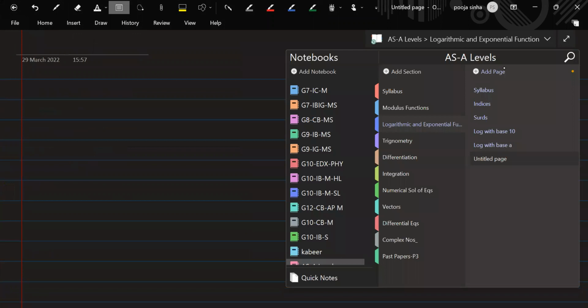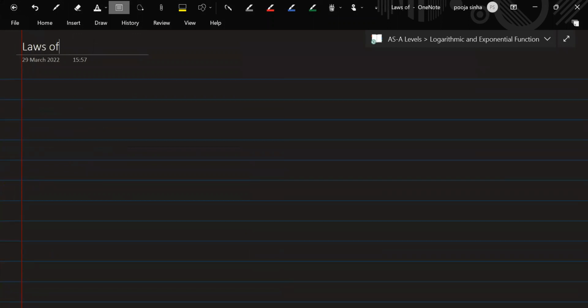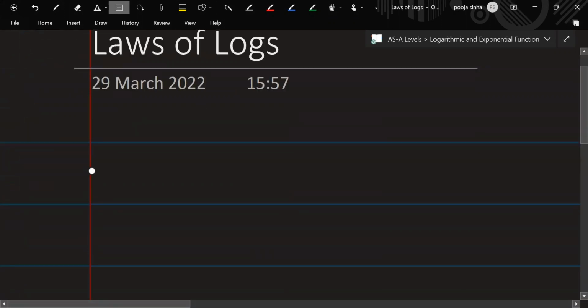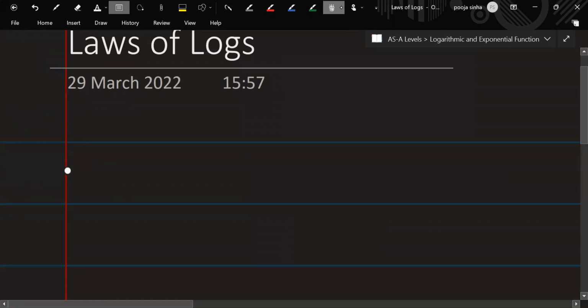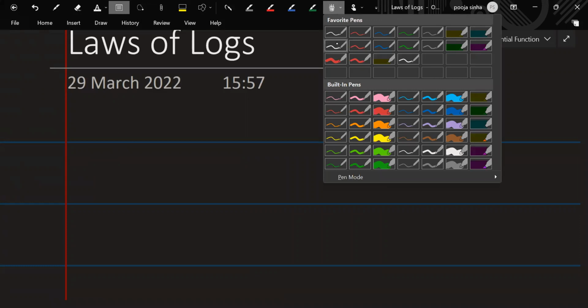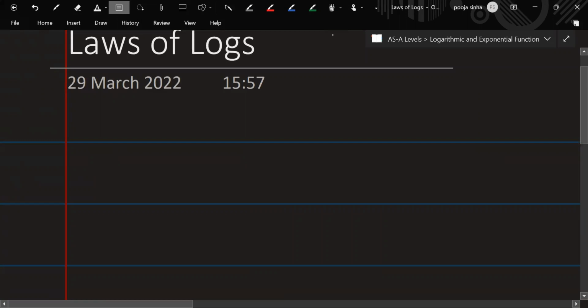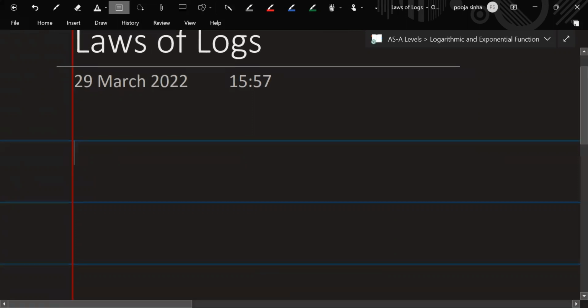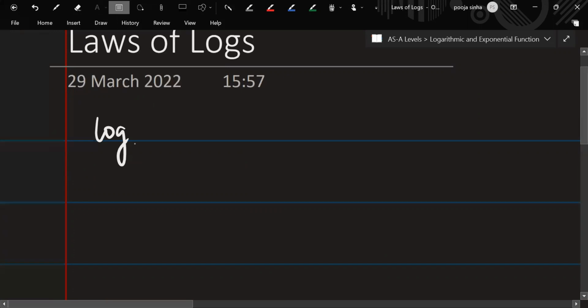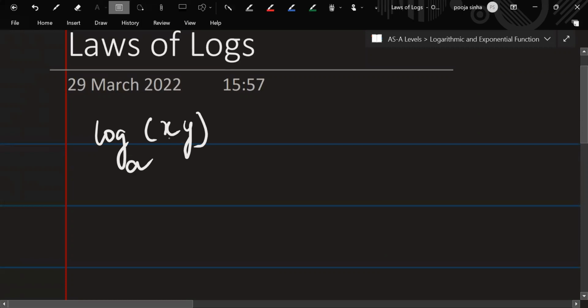Now, next topic in logs. These are called the laws of logs. So mainly there are 3 rules here. So it's like log of xy, all right? And they have the same base. Okay. These are the rules which we are talking about. These are various laws of logs. So you see the base is the same and x and y are being multiplied.